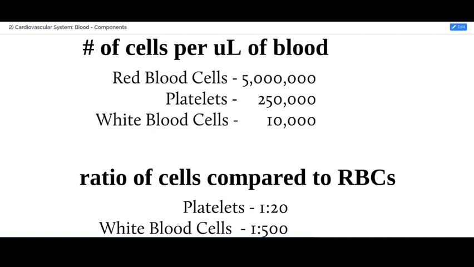Just to illustrate a little bit of the relationship between these types of cells, for every platelet, there's going to be 20 red blood cells. And for every white blood cell, there's going to be 500 red blood cells. And those ratios come from the numbers that I'm giving you at the top, just because they fit together so nicely.